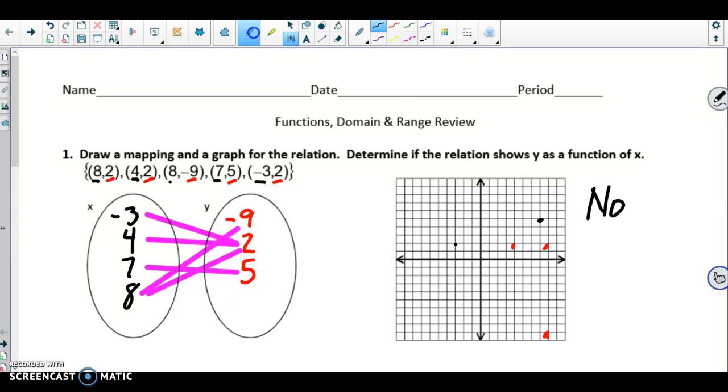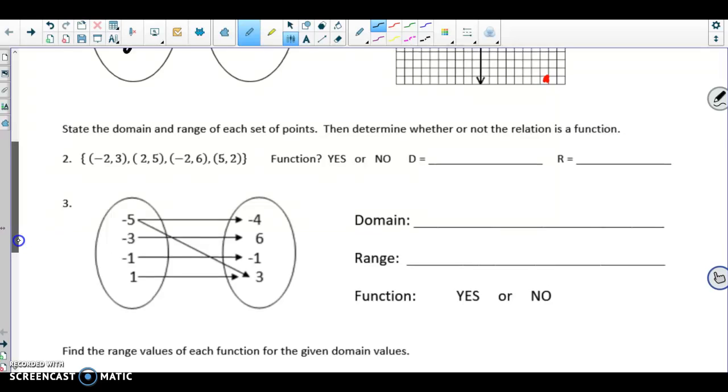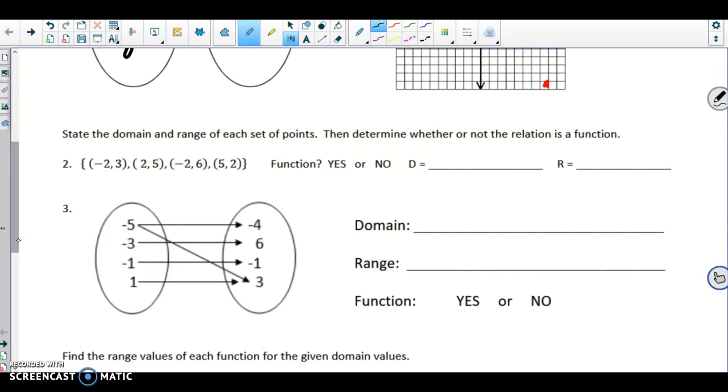All right, moving on to number 2. State the domain and range of each set of points and then determine whether or not it's a function. So again, for my domain, I'm looking at my x values. I've got these right here, and I'm going to put them in order from least to greatest. So I'll put my little curly brackets going on there, and I've got -2, 2, and 5.